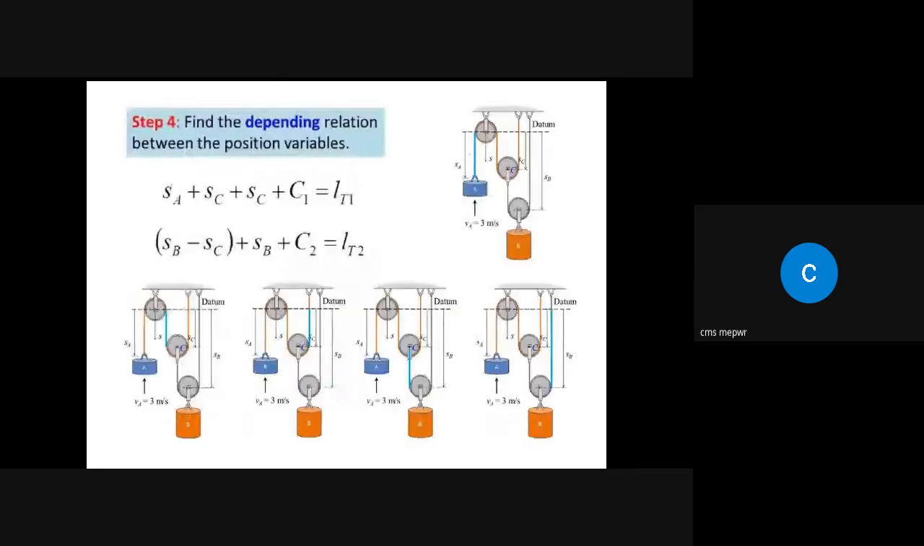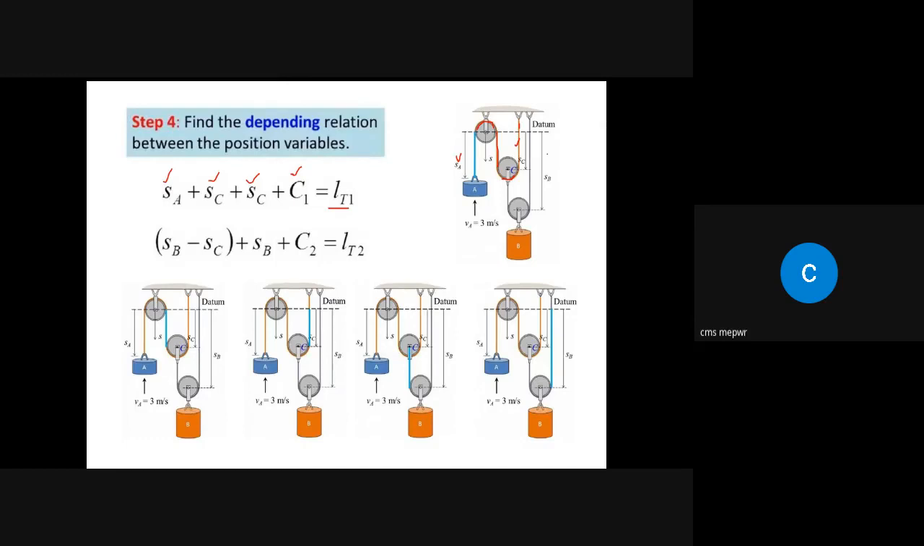If we want to find the total length of this rope, it will be SA, then SC, and again SC. Then we have these constants, so let's combine all those constants into one and let it be C1. So we have SA plus SC plus SC plus C1, and this is the total length of rope 1.